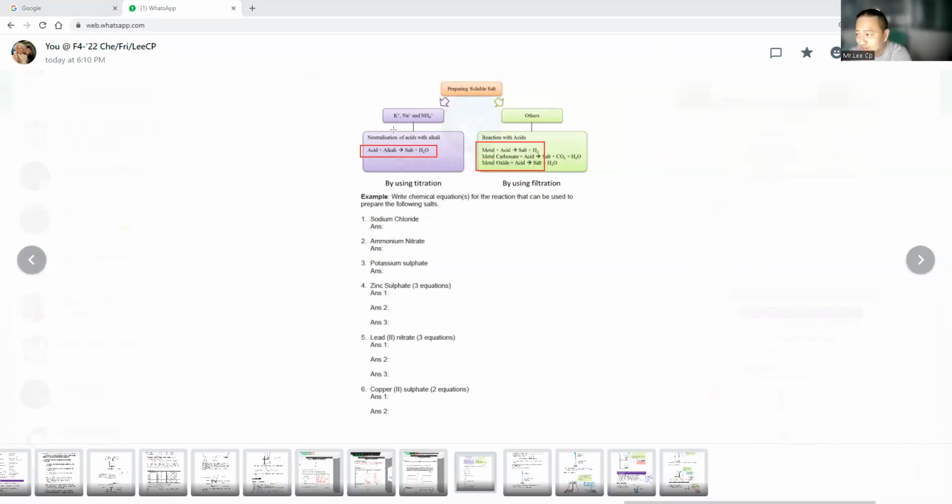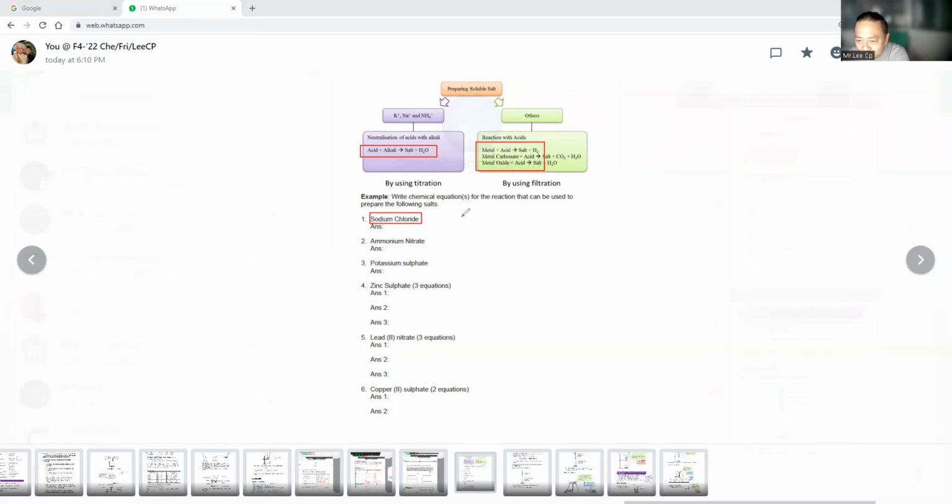So later the exercise is you need to have acid plus alkali, acid plus metal, acid plus metal carbonate, acid plus oxide. So we are going to see sodium chloride. Sodium chloride, it is a salt, right? So you need to have what and what?